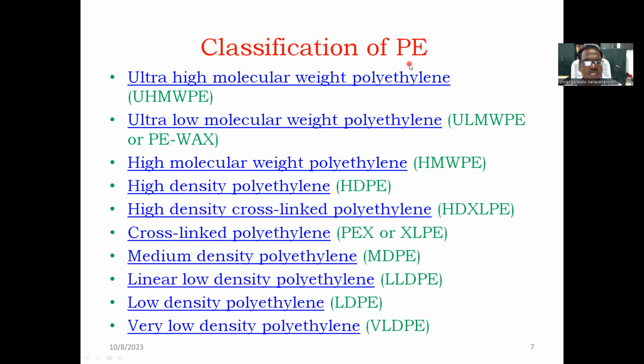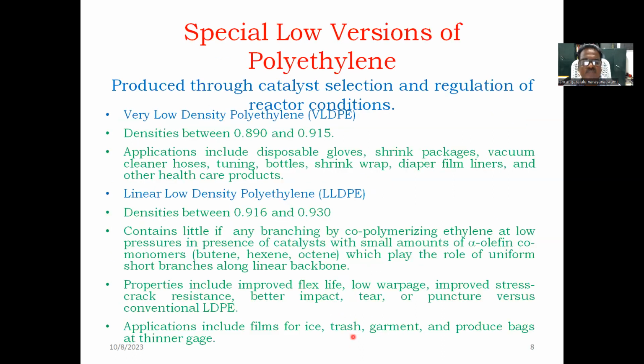Classification of polyethylene: ultra high molecular weight polyethylene, ultra low molecular weight polyethylene, high molecular weight polyethylene, high density polyethylene, high density cross-linked polyethylene, medium density polyethylene, linear low density polyethylene, low density polyethylene, and very low density polyethylene. Like that, polyethylene itself has these many classes.